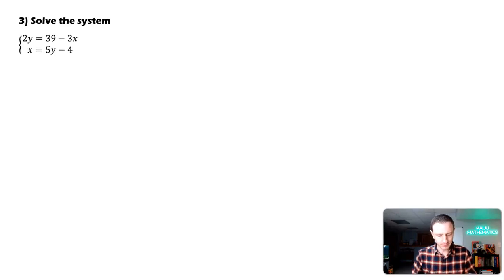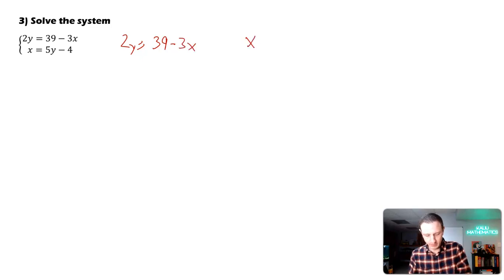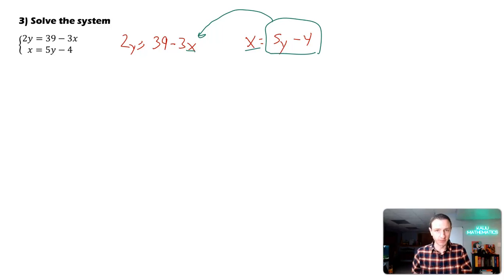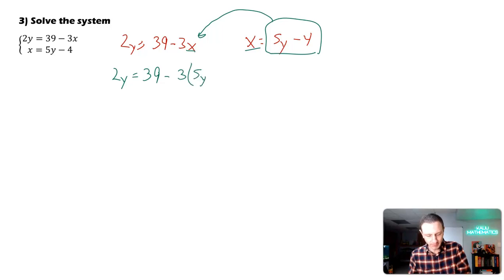Let's take a look at another one. So in this system, we have 2y equals 39 minus 3x, and x equals 5y minus 4. So similar to the last one, we have x equal to something. So I'm replacing x with what that is equal to. So I'm going to go ahead and substitute 5y minus 4 in here and replace x with 5y minus 4. So I'm going to have 2y equals 39 minus 3 times 5y minus 4.